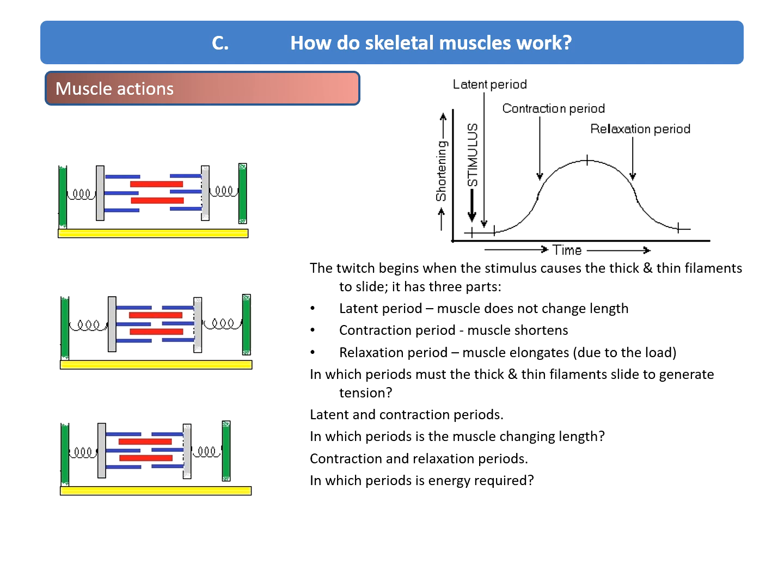In which period is energy required? All three. In the latent and contraction periods, filaments are sliding. In the relaxation period, ATP is necessary to unhinge the binding sites. Is the latent period an isometric or isotonic contraction? It's an isometric contraction, no change in length.